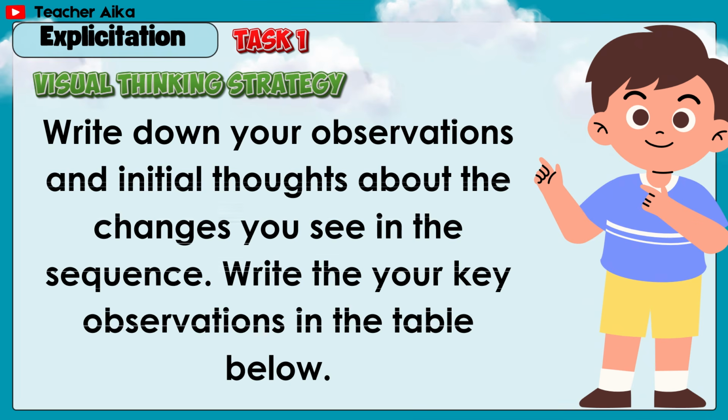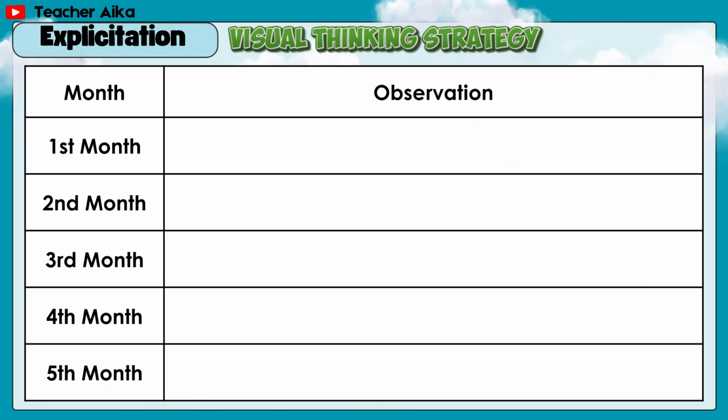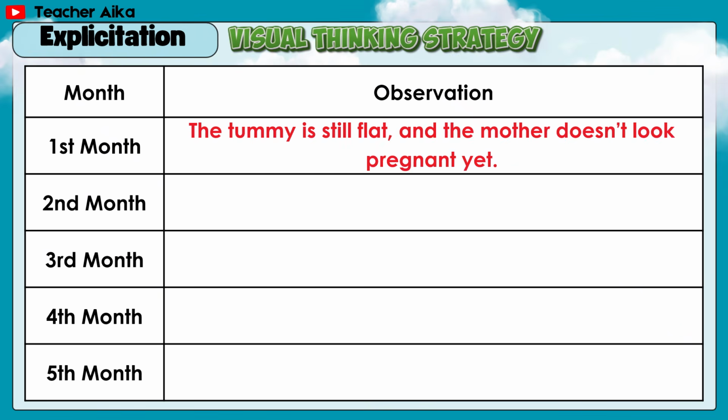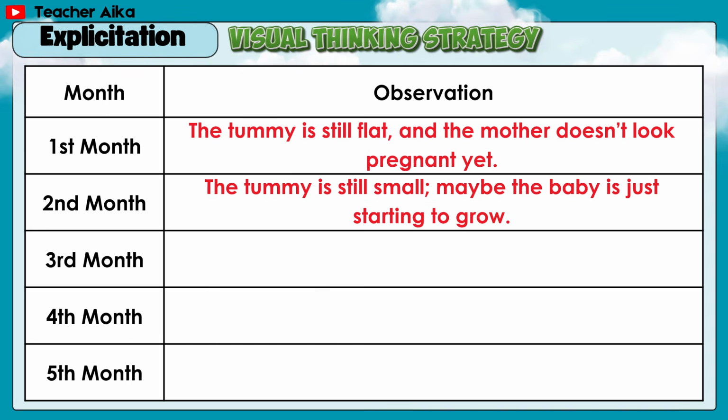Visual thinking strategy. Write down your observations and initial thoughts about the changes you see in the sequence. Write your key observations in the table below. First month, observation: the tummy is still flat and the mother doesn't look pregnant yet. Second month, the tummy is still small, maybe the baby is just starting to grow. Third month, the belly starts to show a small bump.